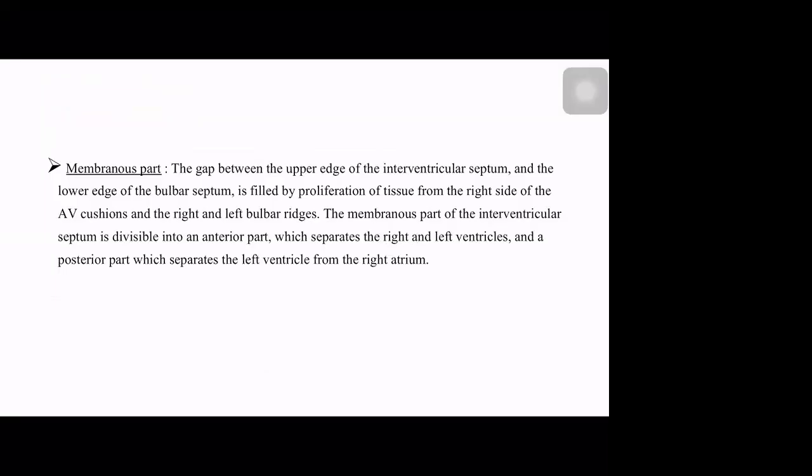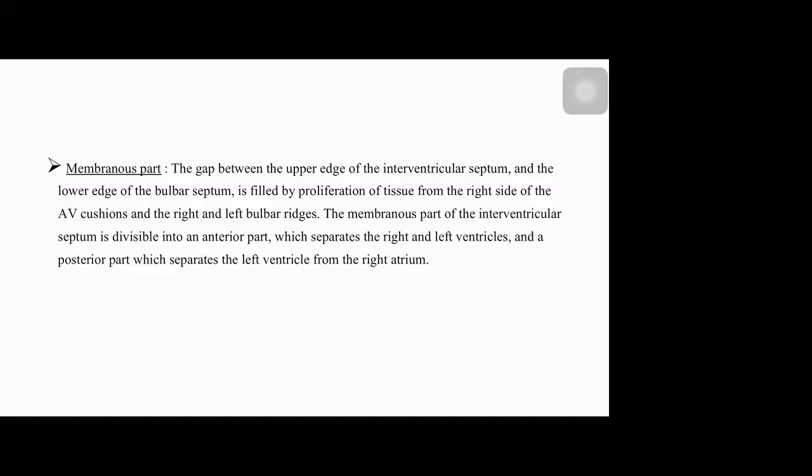The gap between the upper edge of the interventricular septum, that is the muscular part, and the lower edge of the bulbar part is being filled up by the proliferation of tissue from the right side of the AV cushion and the right and the left bulbar ridges. This is nothing but the membranous part. So actually the membranous part ultimately fills up the gap between the bulbar part and the muscular part.